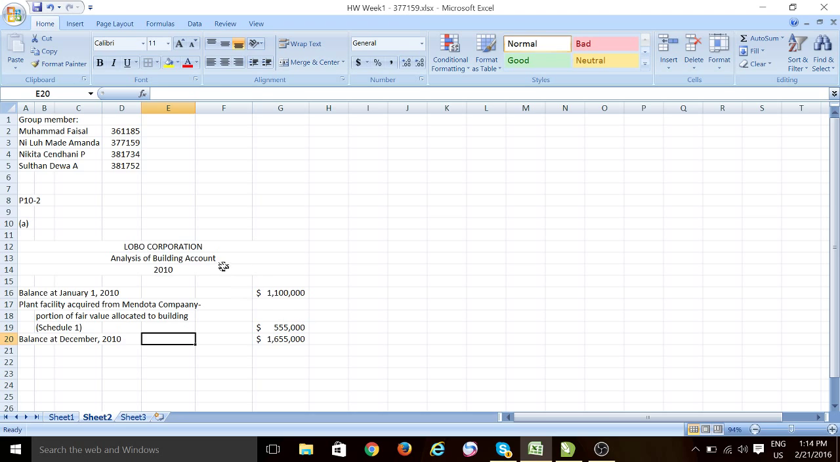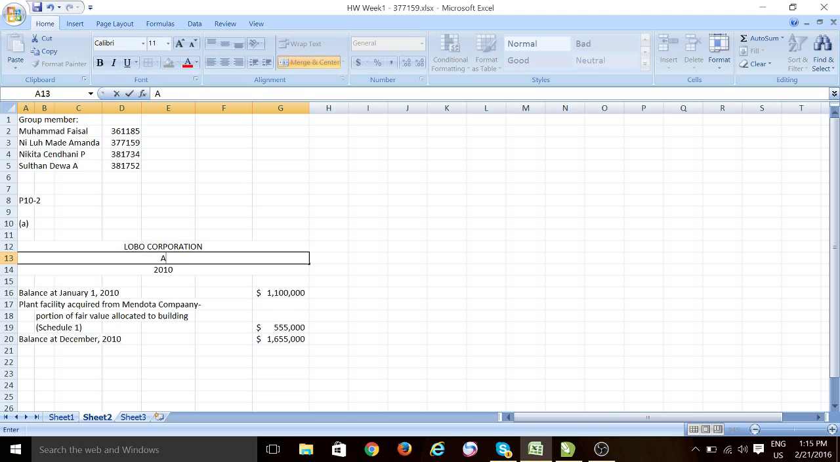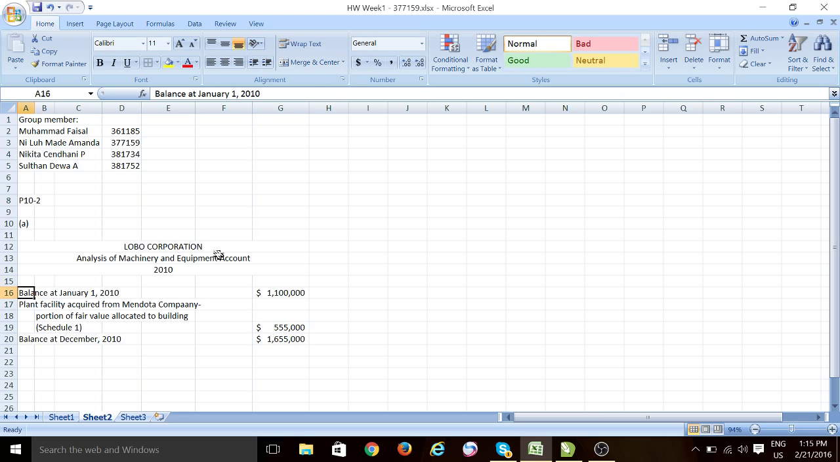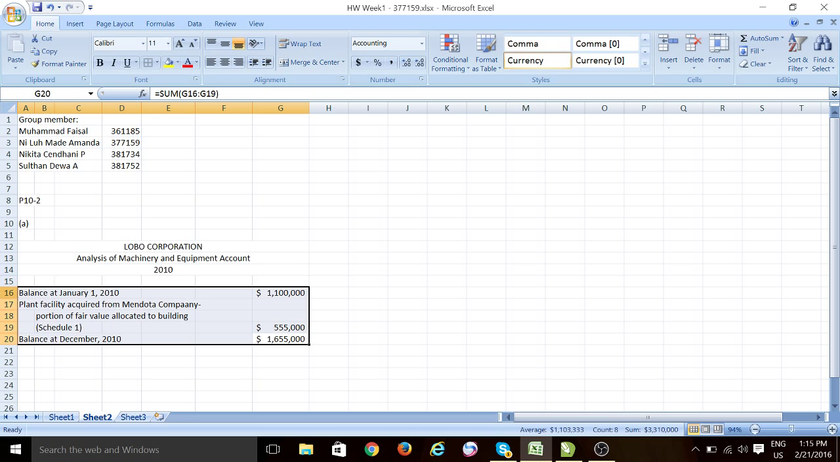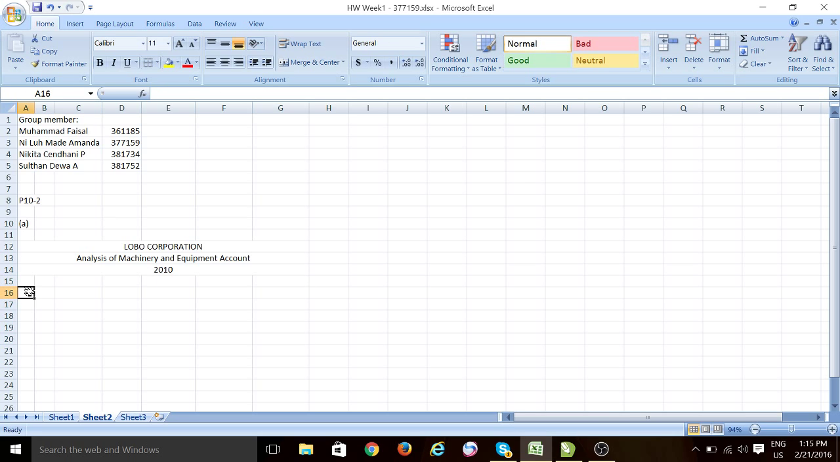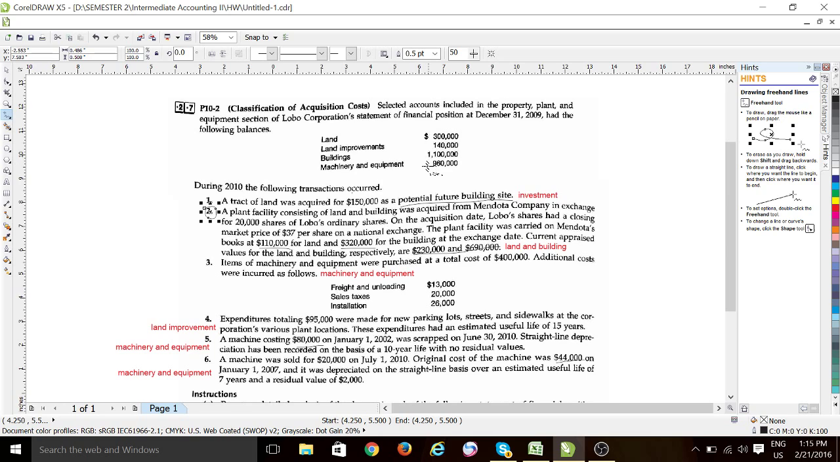For the last account, which is the analysis of machinery and equipment account, I'm going to delete this again, and then just like before, make the beginning balance at January 1st, 2010, which is $960,000.